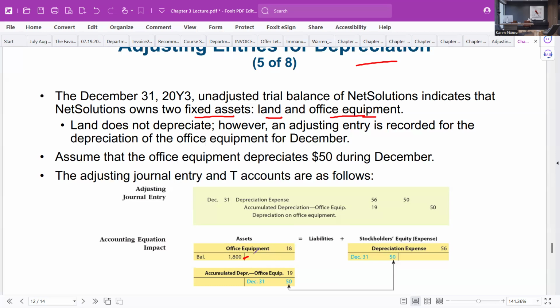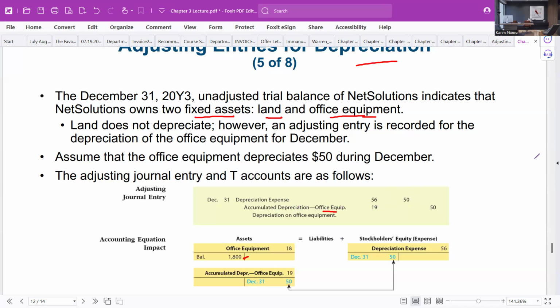We're taking the office equipment of $1,800 and we're spreading the cost of that equipment over its life, over the period of time over which we expect to receive benefits. And the expense that goes with this office equipment is exactly $50. $50 for the month of December. So when we record depreciation, well, the entry is going to look the same every time we record depreciation. We're going to debit an account we call depreciation expense and credit an account that we called accumulated depreciation. In this case, depreciation expense and accumulated depreciation for this office equipment is exactly $50.